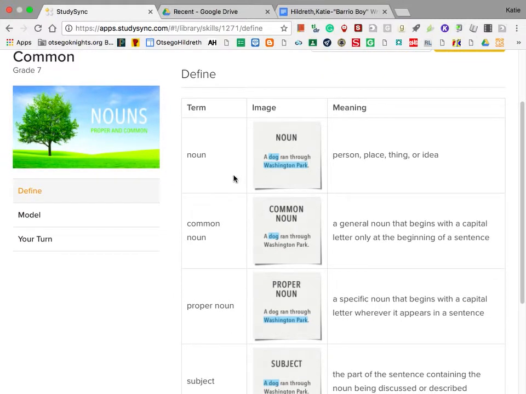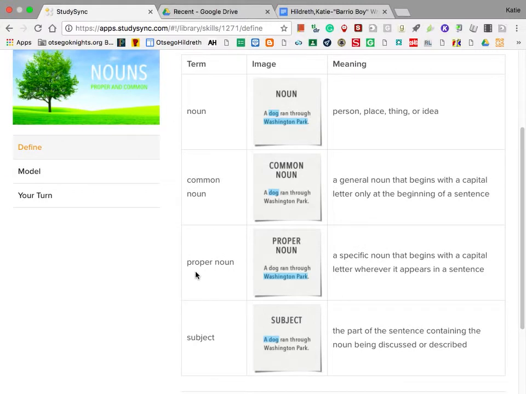If at any time I'm going too fast or you miss something, stop, pause it, write your notes down, and then go back and you can continue on. Okay, so we talked about a noun. It's a person, a place, thing, or idea. And our examples were dog and Washington Park in our image. Then I went on and talked about a common noun. Okay, and a common noun is a general noun that begins with a capital letter only at the beginning of a sentence. Okay, so it's not capitalized most of the time, and that can be any person, place, thing, or idea.